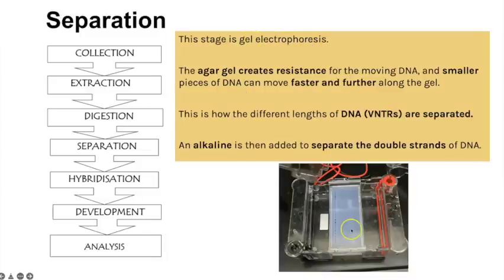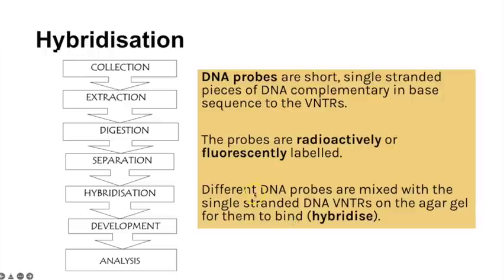So the agar gel creates a resistance for the DNA moving through, and the smaller pieces of DNA can therefore move faster, so they'll move further along the gel. This is how the different lengths of the DNA VNTRs are separated. An alkaline is also added to separate the DNA so it becomes single-stranded instead of being double-stranded, and that is then useful for the next step, hybridization.